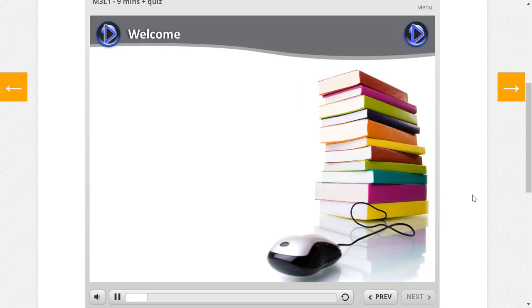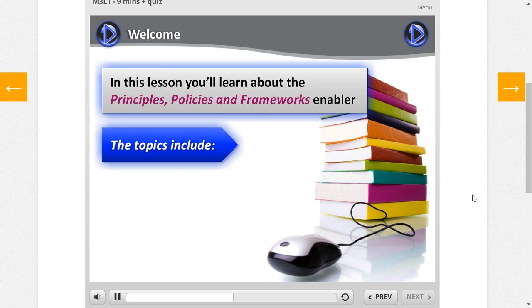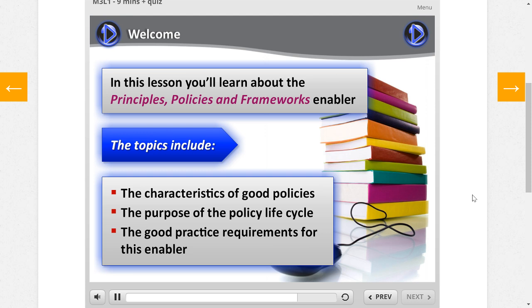Welcome to Module 3, Lesson 1, where you'll learn about the Principles, Policies, and Frameworks enabler. In this lesson, we'll study the characteristics of good policies, the purpose of the policy lifecycle, and the good practice requirements for principles, policies, and frameworks.